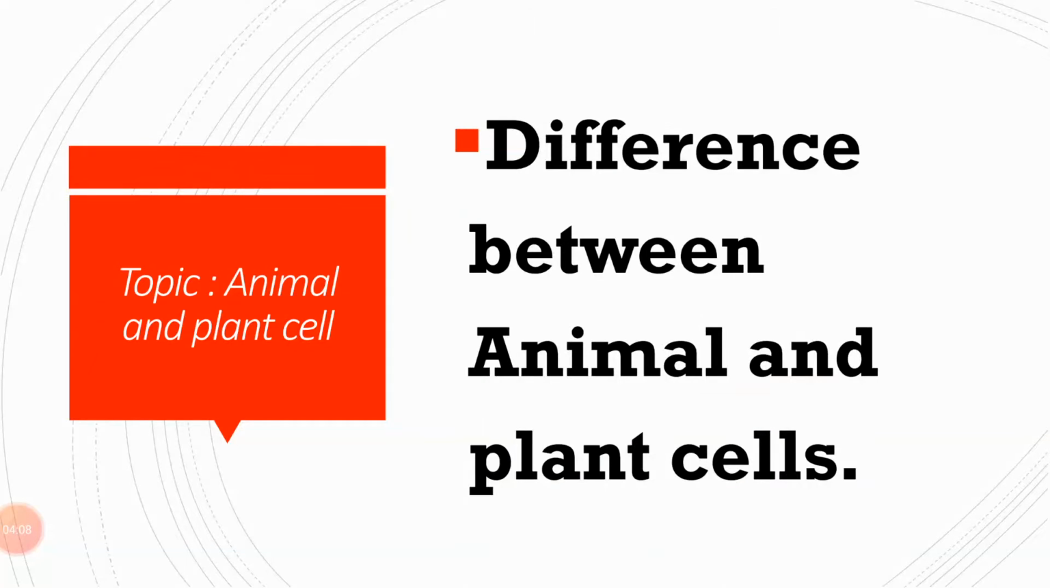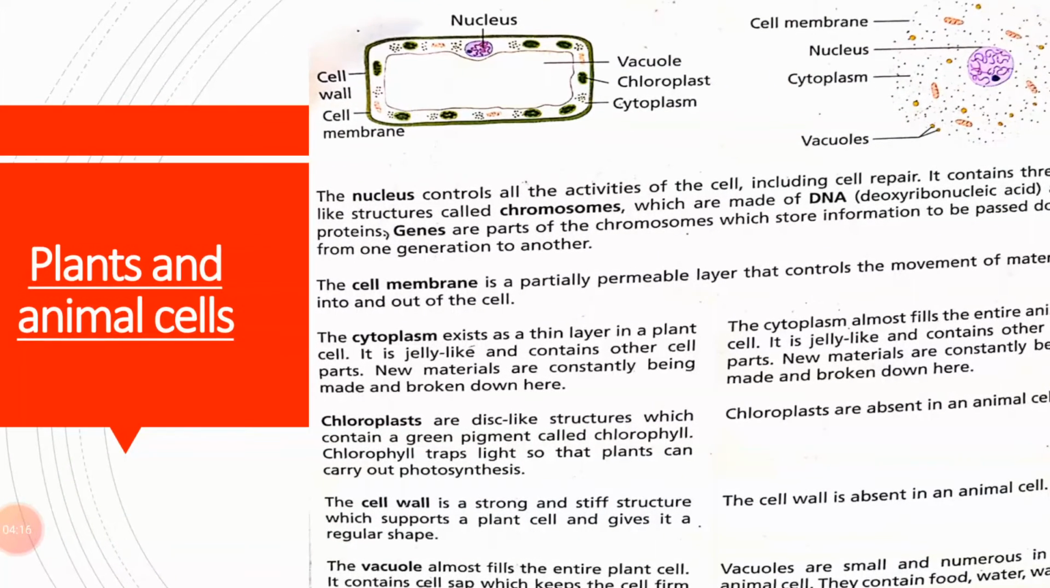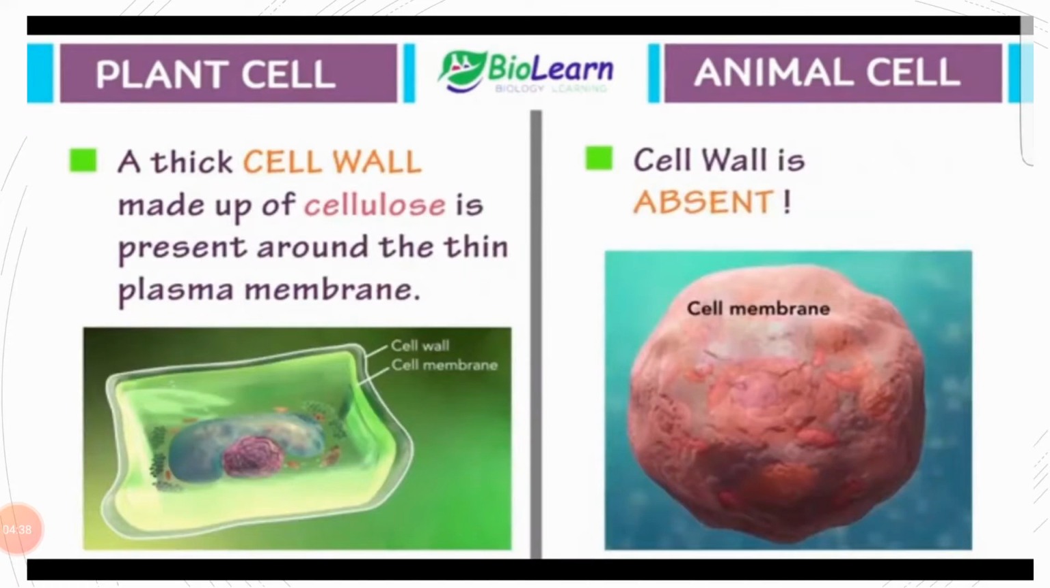Open your textbook to page 12, where the difference between plant and animal cells is given. I will summarize it. What is the difference between plant and animal cells? The first difference is that plant cells are comparatively larger in size, and animal cells are smaller.